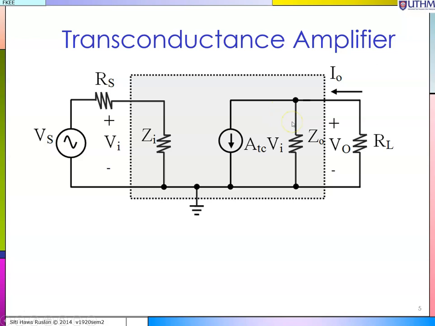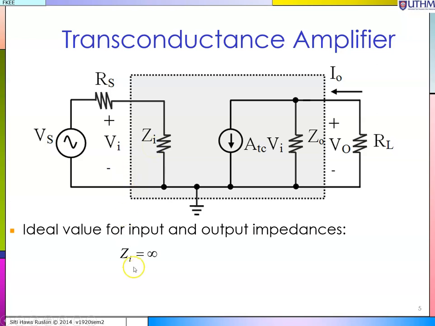So this is a transconductance amplifier. For a transconductance amplifier, the gain will be Io over Vs. I over V is conductance. Okay, this is the block diagram without negative feedback. So you have input impedance over here, output impedance over here. The Zin should be as high as possible and the ideal value is infinity. And similarly for the output impedance, the ideal value should be infinity also.